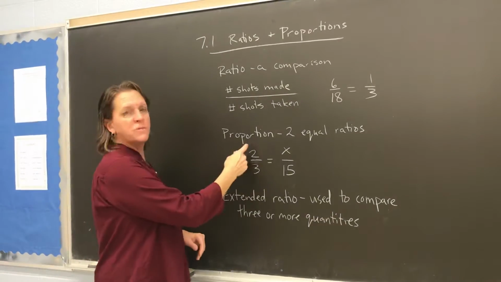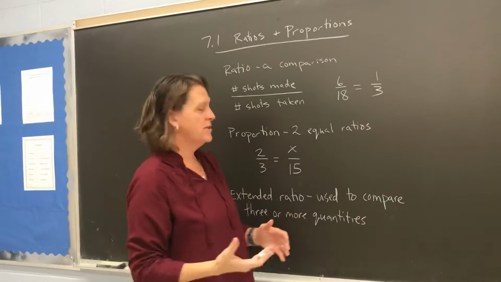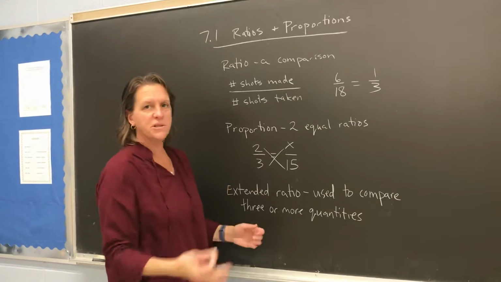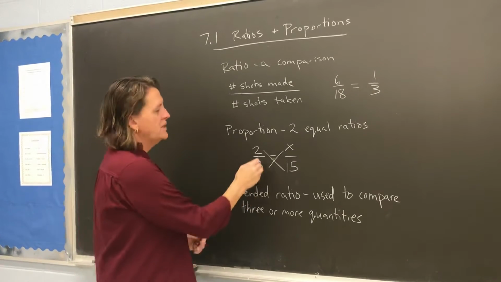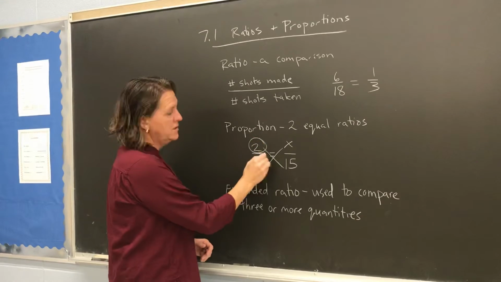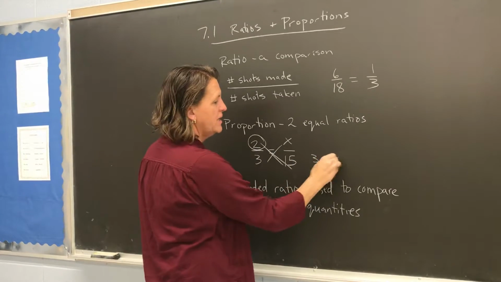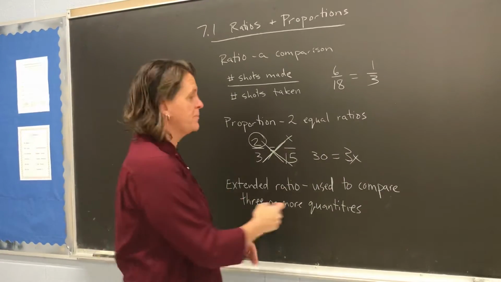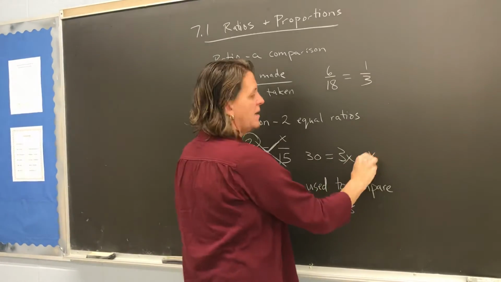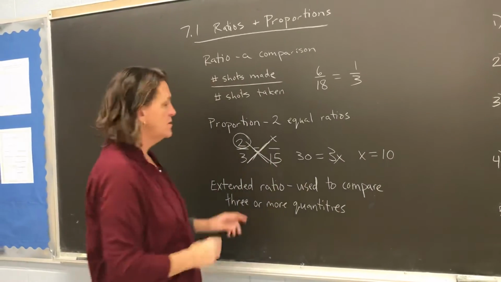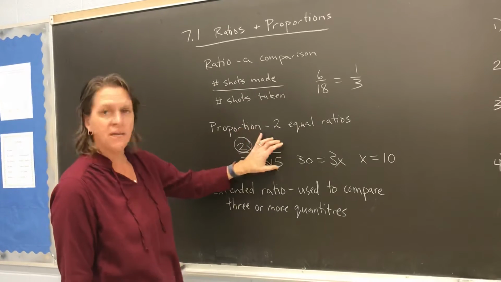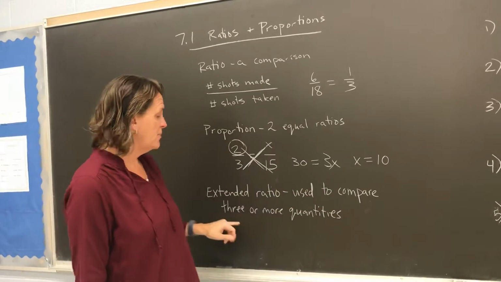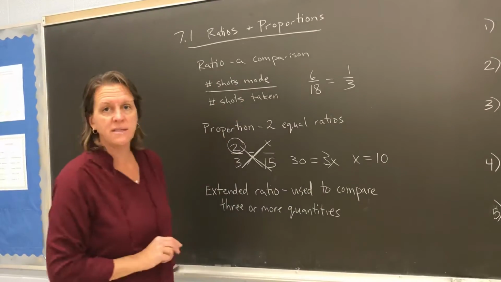And then a proportion is when you have 2 equal ratios or 2 fractions. You learned this as crisscross applesauce or extremes by means, however you learned. Always start at the top left corner and go across. So you get 30 equals 3x. You're cross multiplying. If I divide 30 by 3, x is 10, okay? Then if I put 10 back here, these make 2 equal fractions. And then the extended ratio is used to compare 3 or more quantities, and I'm going to show you that in an example in the book.